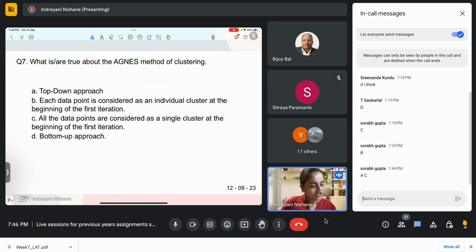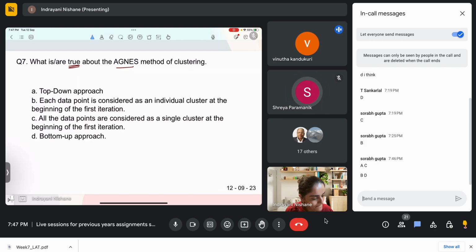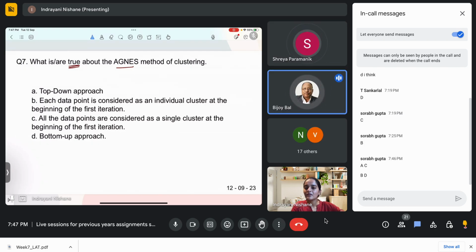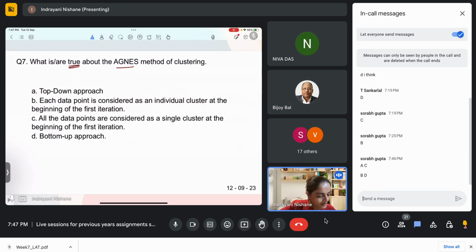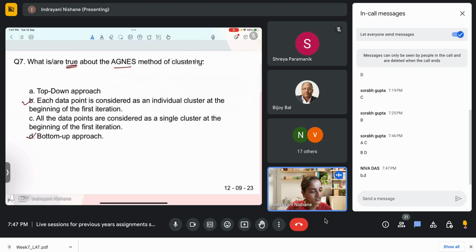Okay, now question 7, which is true about Agnes method. Bottom up approach. Okay. B and D. Yes. Somebody said bottom up approach, right? So D. So everyone is on same page, no one has any other confusion? B and D. Okay, great. So no confusion. We can move on to question 8.